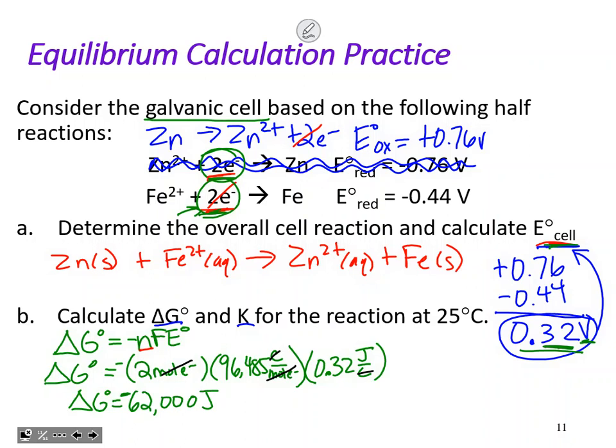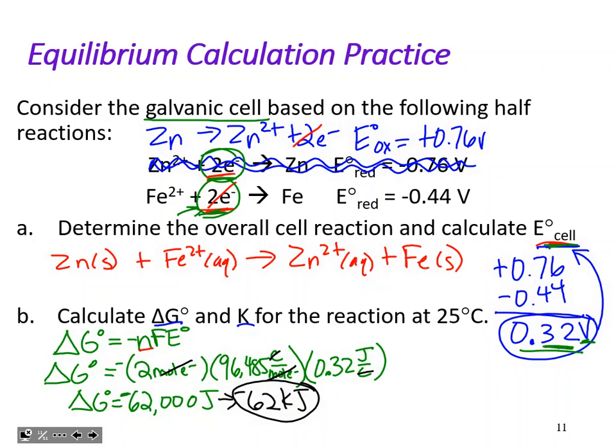Now, I probably wouldn't leave it like this. I probably would change it over to negative 62 kilojoules, like so. And using this equation, you wouldn't end up with the moles on the bottom because the units cancel as shown. Now that we've done that part, we can find K.